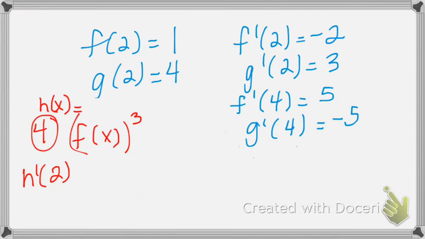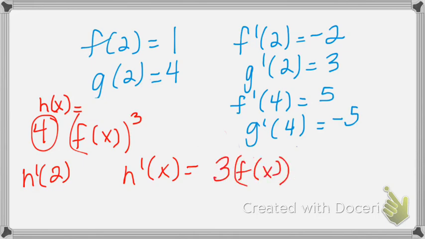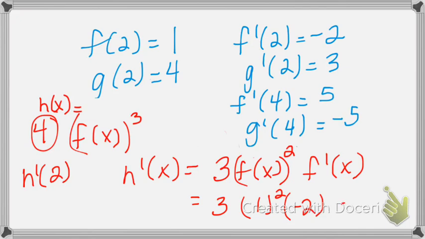Okay, so now here's another one. This is our last one. H of x is f of x to the third. So we want to find h prime of x. We have to do the chain rule. The 3 comes down in front. Leave f of x alone, make that squared, but then don't forget that you have to multiply by the derivative of the inside. So you multiply by f prime of x. Alright, f of 2 is 1. F prime of 2 is negative 2. So we multiply that together and we get negative 6.